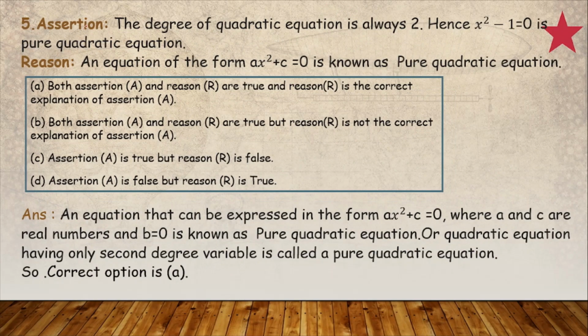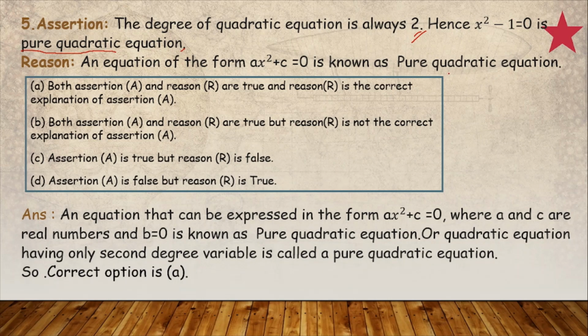Then question 5. Assertion: The degree of a quadratic equation is always 2. Hence, x square minus 1 equal to 0 is a pure quadratic equation. I'll tell you what a pure quadratic equation is. First, we check the reason. An equation of the form ax square plus bx plus c equal to 0 is known as a pure quadratic equation. Yes, this is the correct statement of a pure quadratic equation.